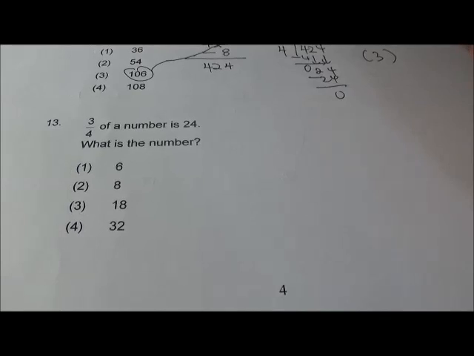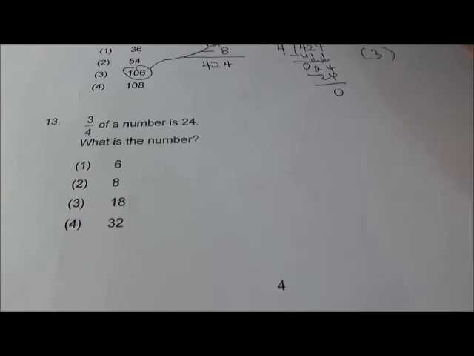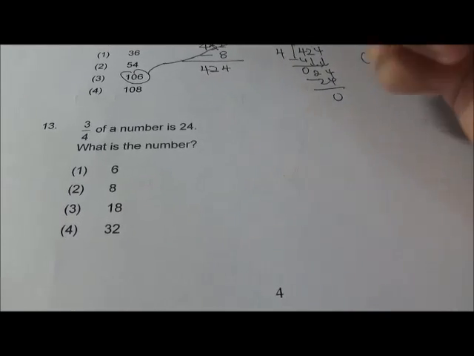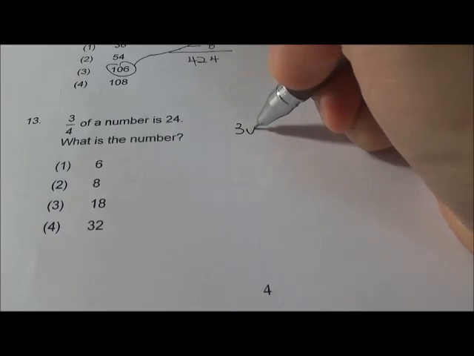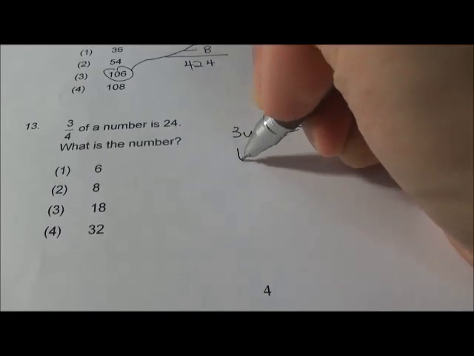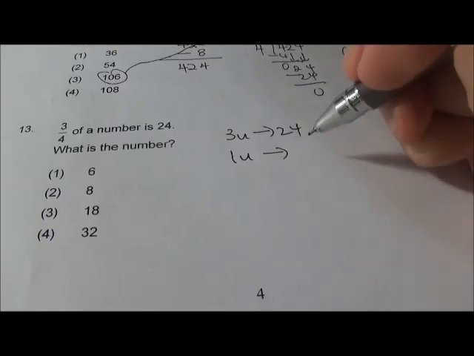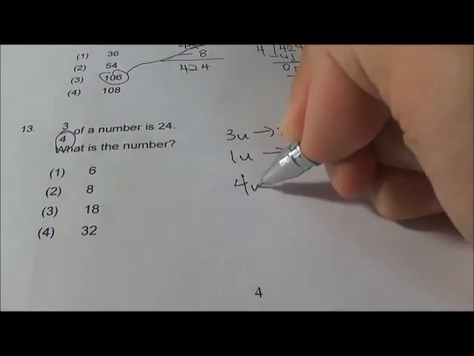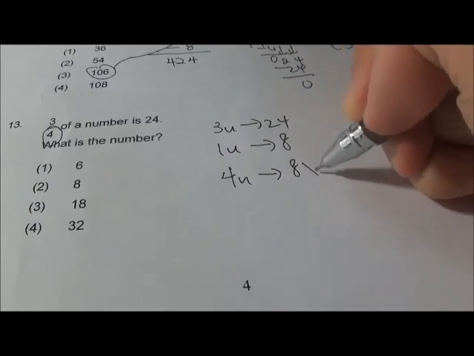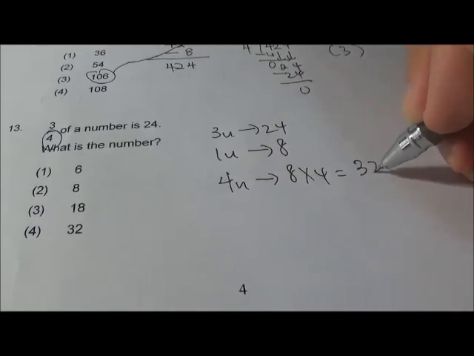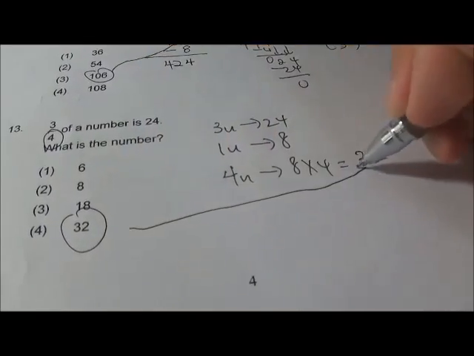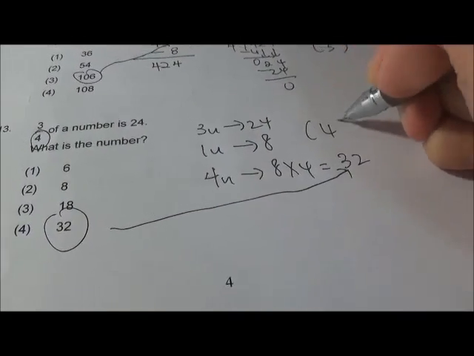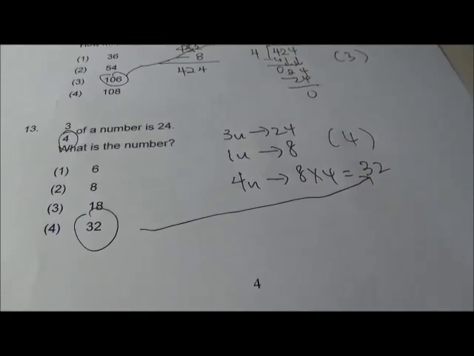Question 13. 3 quarters of a number is 24. What is the number? Okay, 3 quarters of a number is 24 means 3 units give you 24. 1 unit, you get 8. Altogether, okay, denominator, right? There's 4 units, so we take 8 times 4, we get 32. So 32 is the answer. Question 13, answer is 4.